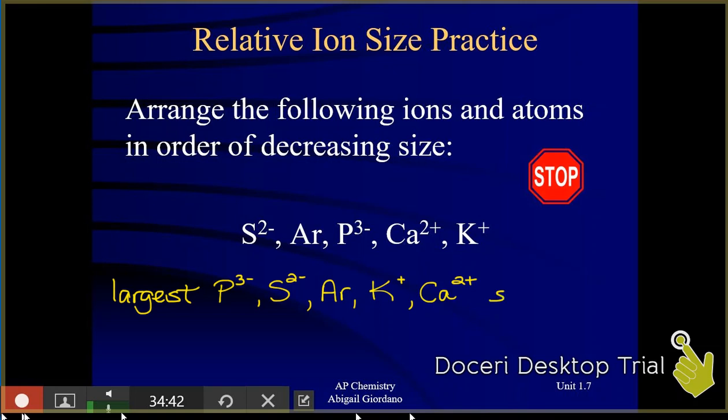Okay, so that's the order, right? They all have the same number of electrons. They are isoelectronic, same number of energy levels. However, P, the phosphorus ion, is the largest. Why? Because it has the fewest number of protons. Thus, it has the weakest effective nuclear charge. Calcium has the most number of protons in this list. Thus, it has the strongest effective nuclear charge.